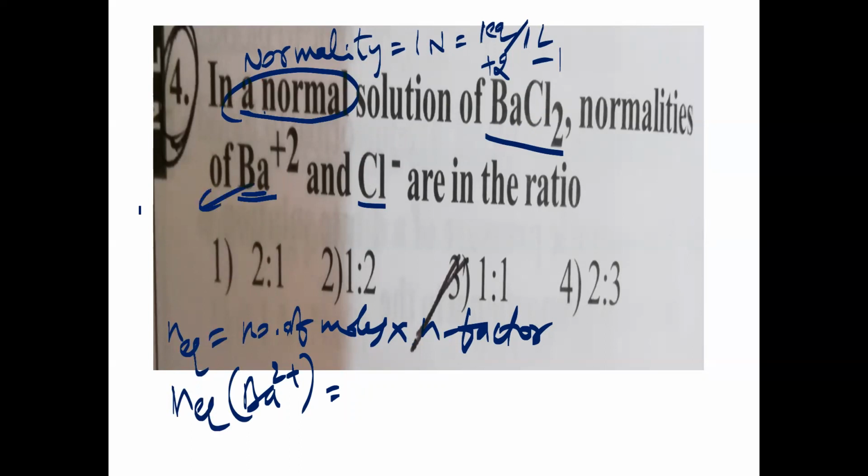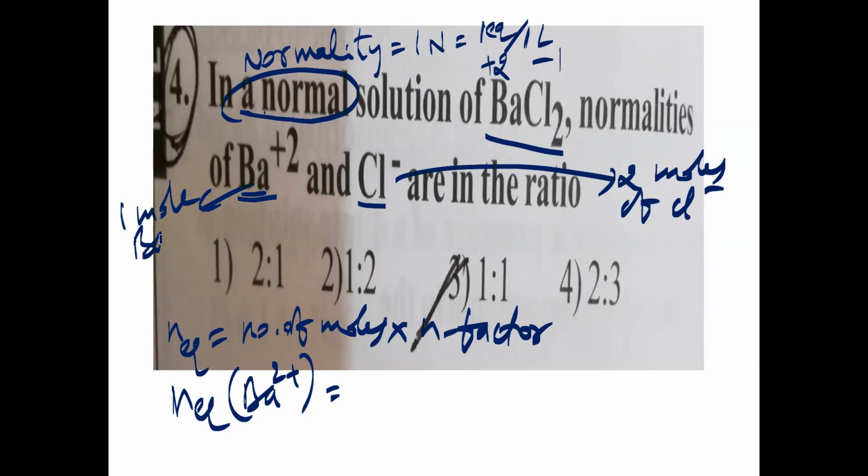how many moles of Ba plus 2 will be formed? 1 mole of Ba plus 2 is formed here. And how many moles of Cl minus will be formed? 2 moles of Cl minus will be formed. Why? 2 Cl atoms are in 1 molecule. That's why 2 moles of Cl minus will be released, and 1 mole of Ba plus 2 will be produced here. That's why the number of equivalents of Ba plus 2 is equal to the number of moles of Ba plus 2, 1 mole, into n factor of Ba plus 2, which is 2, because the charge is plus 2.